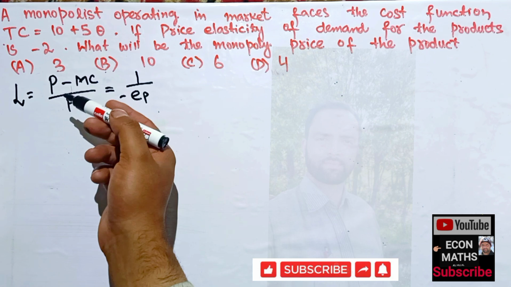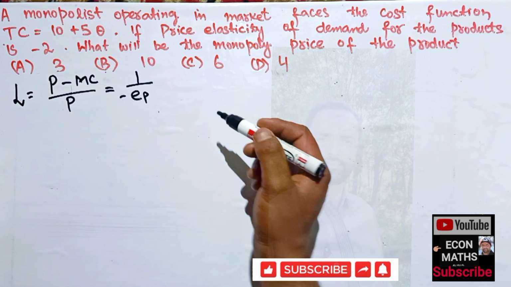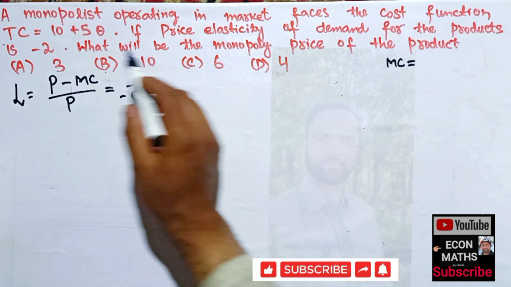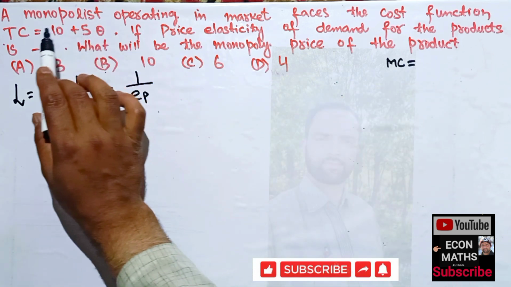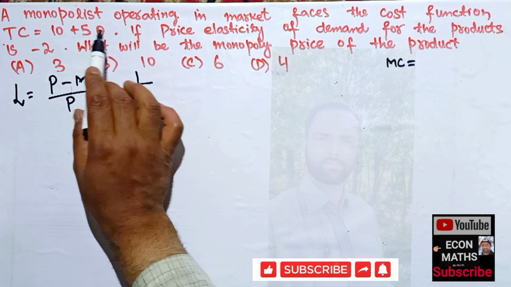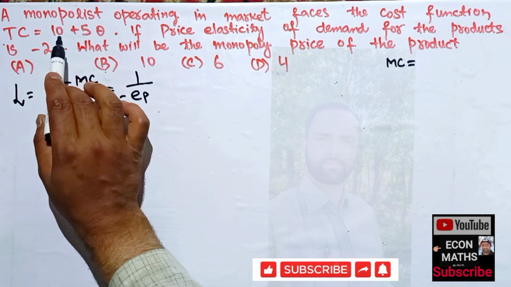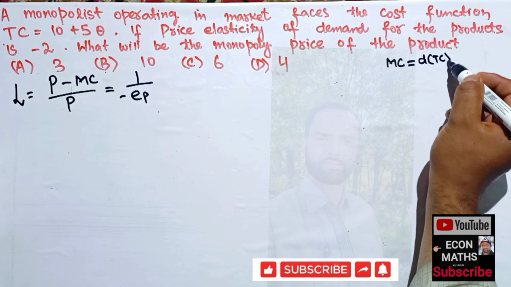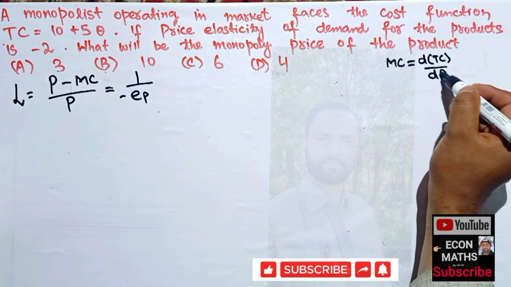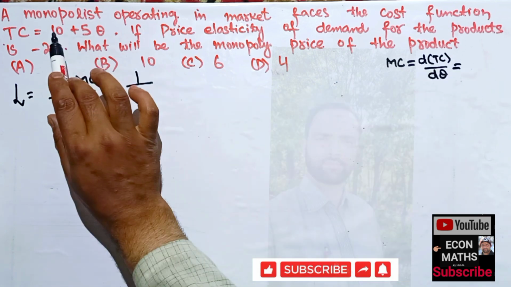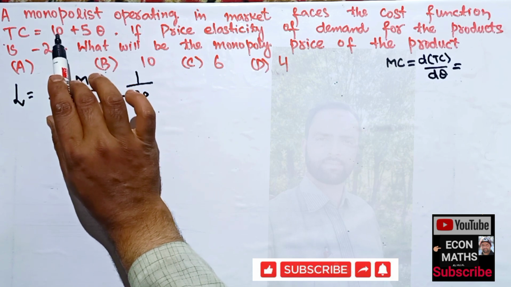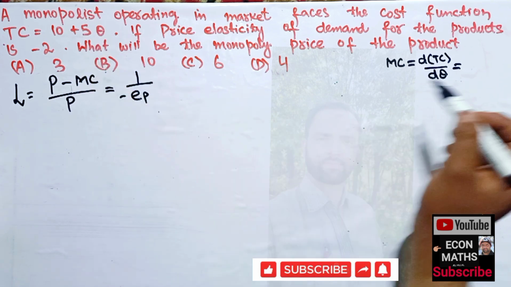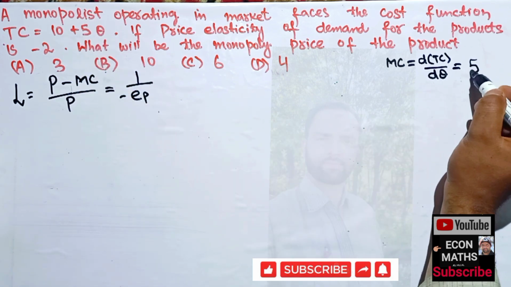So first we will find the marginal cost here. Our total cost is given, and we will differentiate this total cost function with respect to Q, that is, marginal cost is d(TC)/dQ. Here the derivative of a constant, as we know, is 0. The derivative of Q is 1, so we get 5 into 1. That means our marginal cost would be 5.